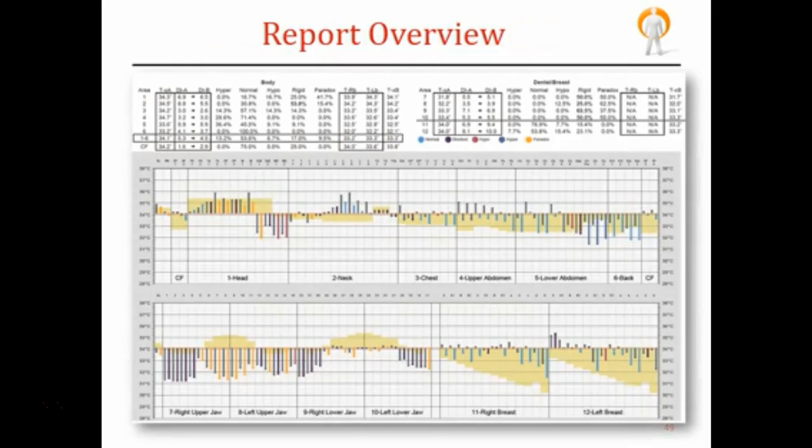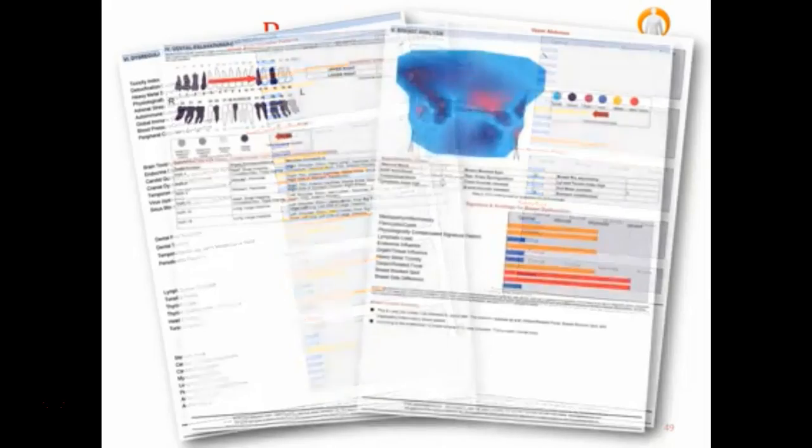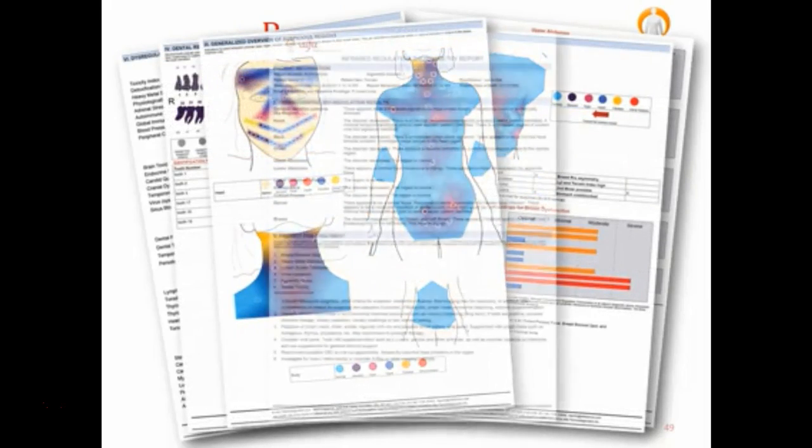Now that we've gone over the elements of the graph and tables, let's go back to the first page of the report and start reviewing each section.